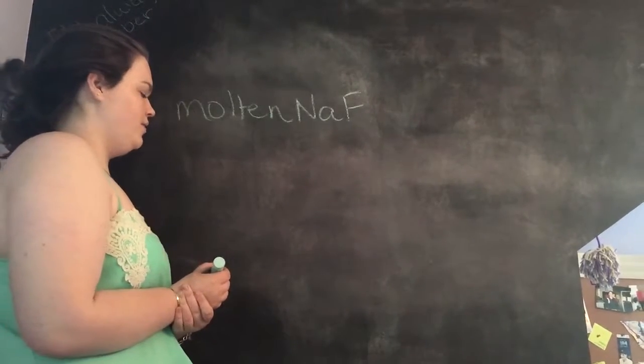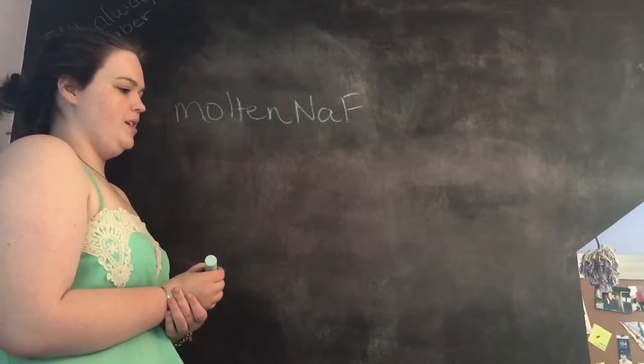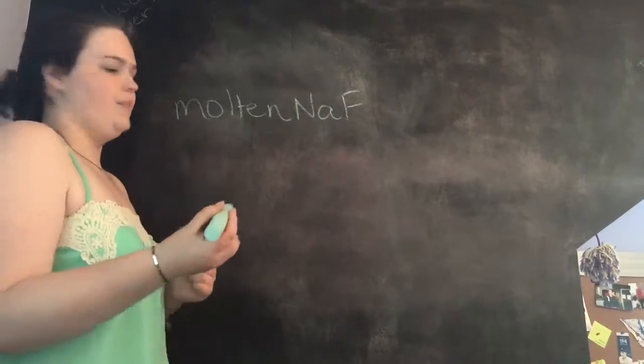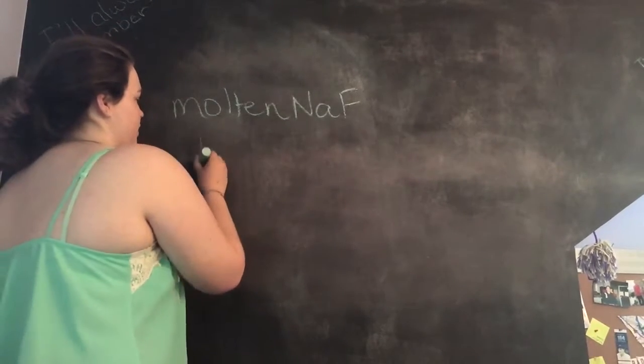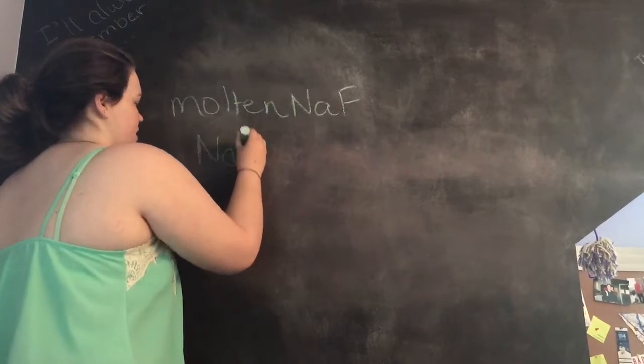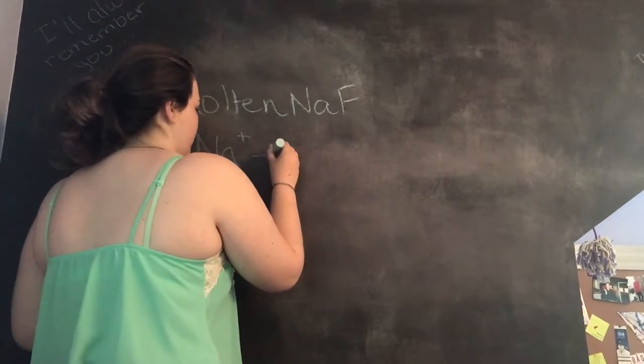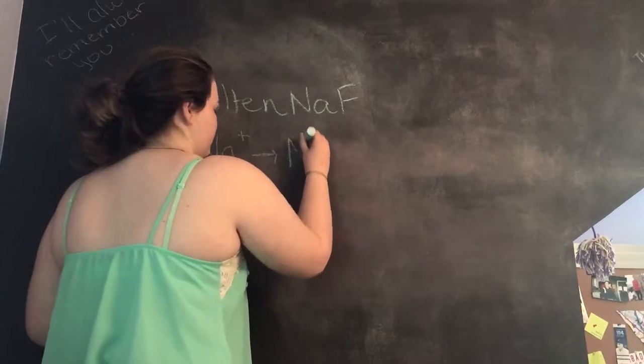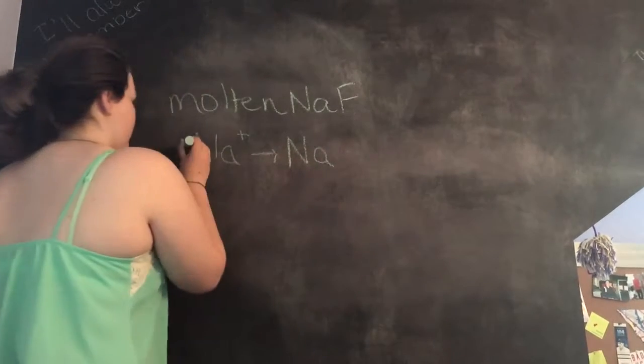To show you how to figure out the equation of a molten salt breaking down, you're going to separate it into the two half reactions. So Na+ makes Na. We have to add one electron here.